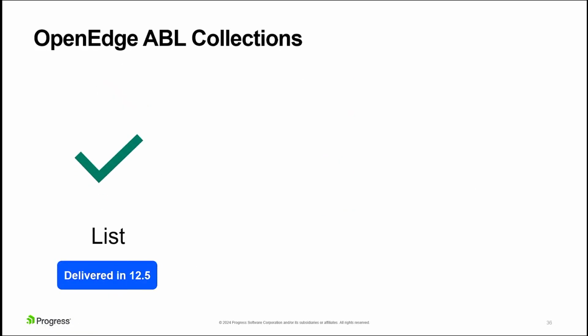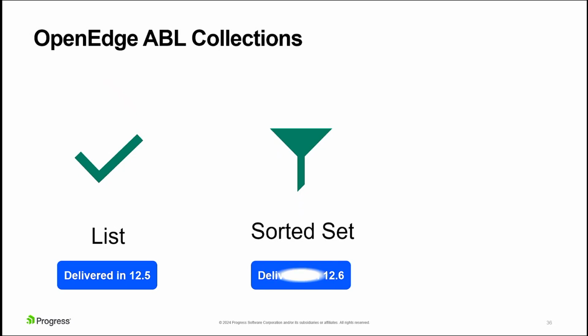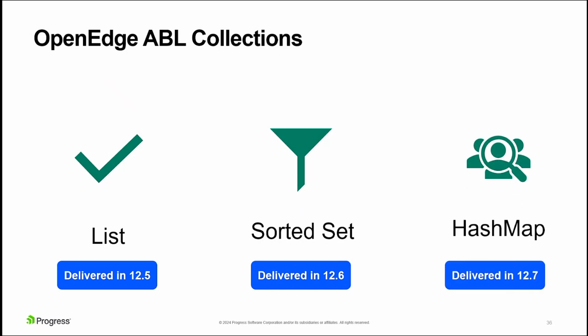We have delivered multiple collections functionality in phases. Here is a quick recap of all the ABL collections. The first one in the series is the list collection, which is delivered as part of release 12.5. The second one is sorted set, which is delivered as part of 12.6. And third in the series is the hash map collection, which is available from release 12.7.